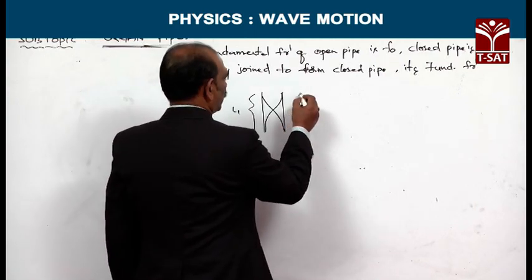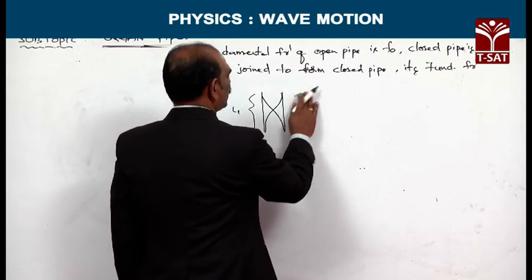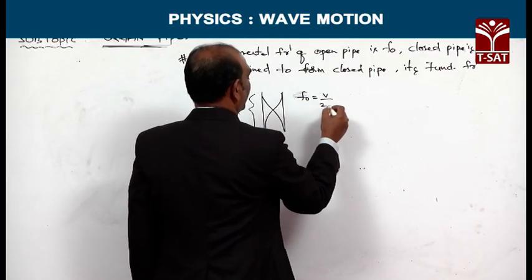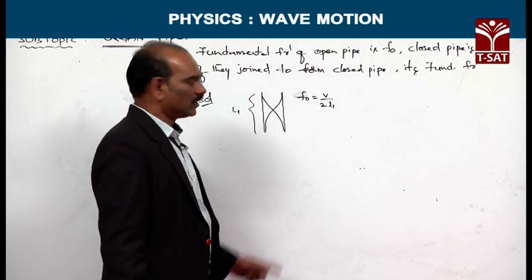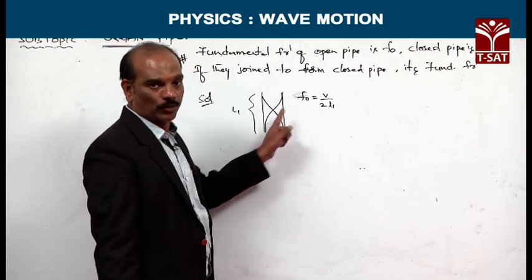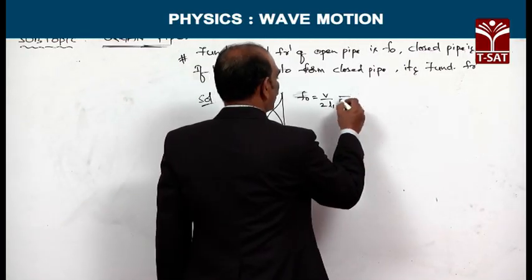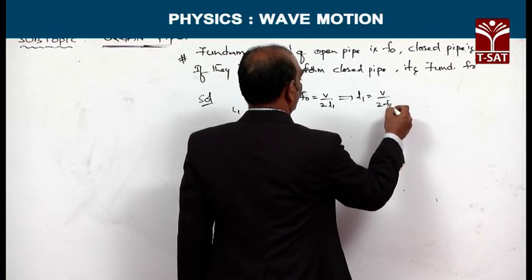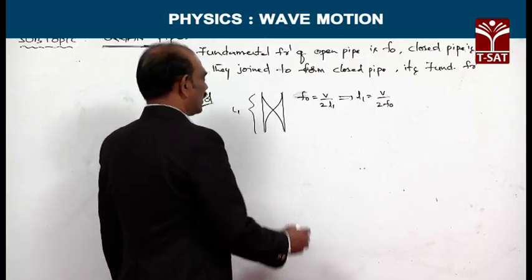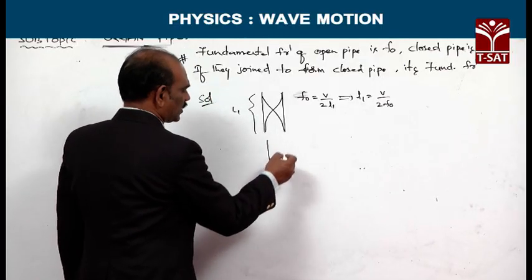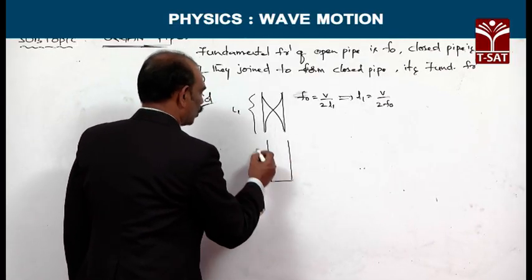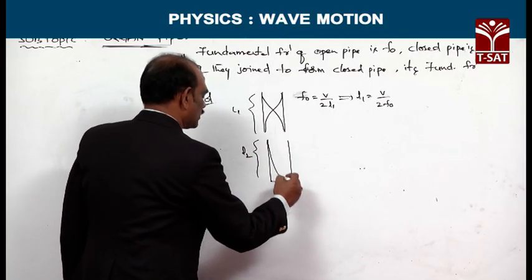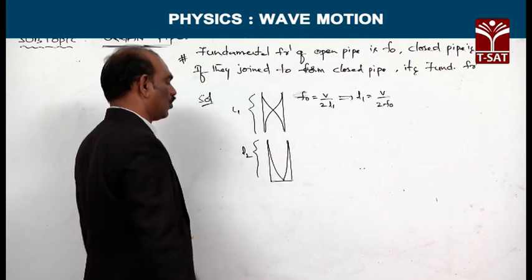So here N1, or in this case F0 is given, F0 is equivalent to V by 2L1. This is the fundamental frequency in the open pipe. So from this one, L1 is equivalent to V by 2F0. Similarly, this is the closed pipe whose length is equivalent to L2. This is in the fundamental mode.